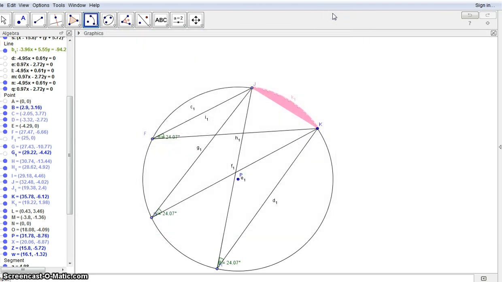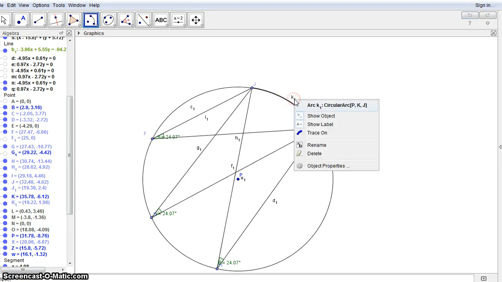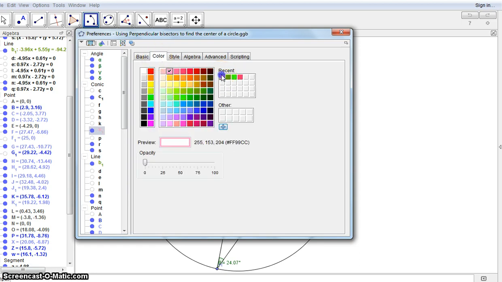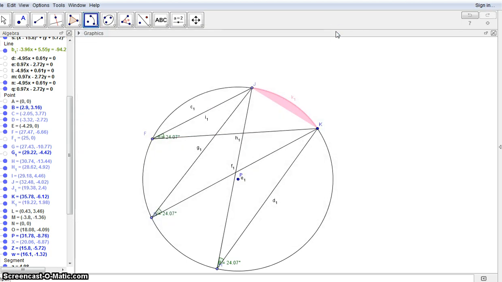Ooh, that's kind of cool. It gave me the segment. That's not exactly what I wanted, but I like it. I'm just going to make it a little less thick. Interesting. It's still giving me the segment, and I'm not sure exactly why. But that's not a bad visual to have.